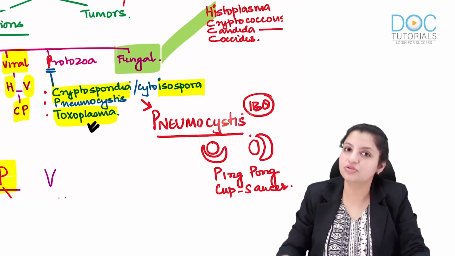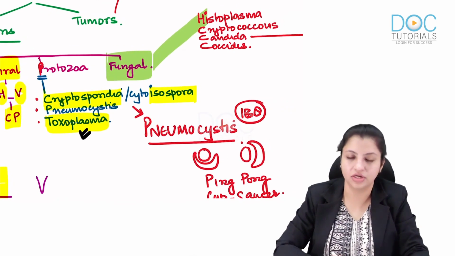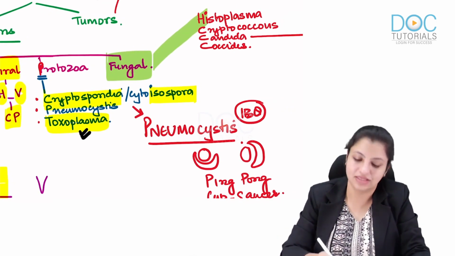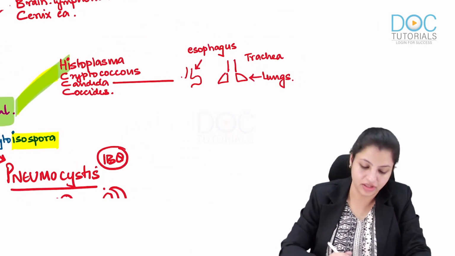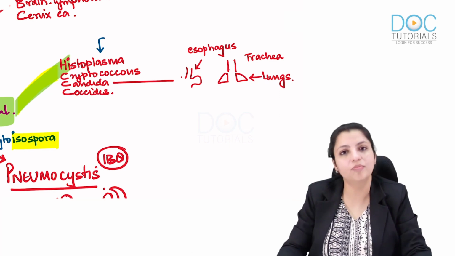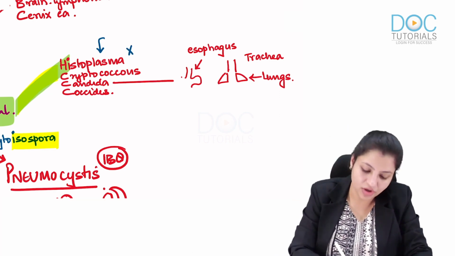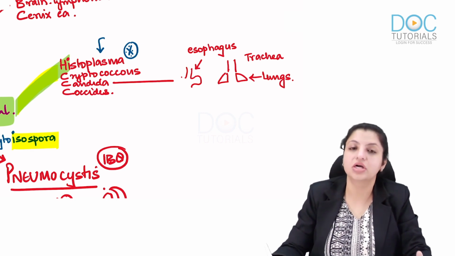Now coming to the fungal infections. What are the fungal infections in HIV? Now this is very important. Remember a simple code, HCCC. Very important here again. So you have to remember, we have histoplasma here, which is a very, very important image based question. Histoplasma. Remember three C's.